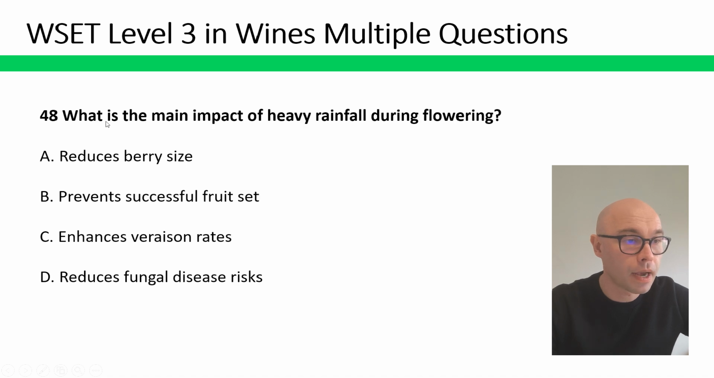What is the main impact of heavy rainfall during flowering? Reduces berry size, prevents successful fruit set, enhances veraison rates, reduces fungal diseases risk. So the question is, what is the main impact of heavy rainfall during flowering? So it's B, prevents successful fruit set.